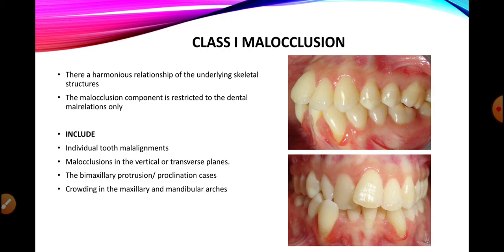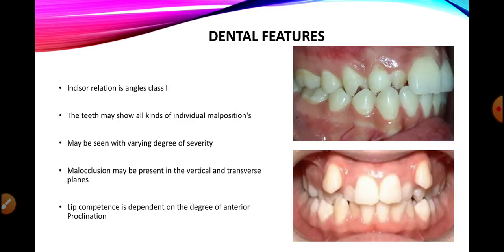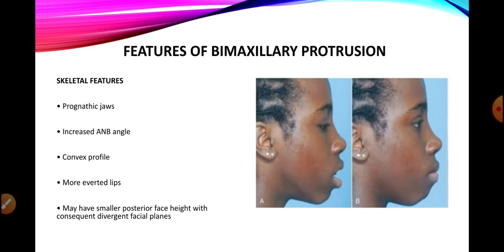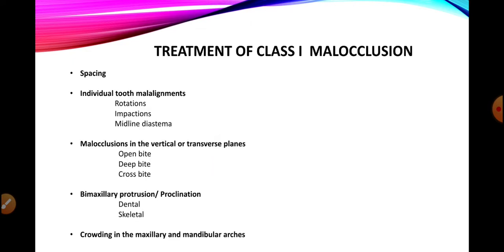dental malrelations only. Then we talked that the patient presents for aesthetic concerns majorly, and there is a variant for the soft tissue variant, that is the bimaxillary protrusion or bimaxillary proclination, that is involving both the soft tissues and the hard tissues as well. The most common finding in cases of class 1 malocclusion is the bimaxillary proclination or the crowding. Now, today we'll be discussing the management and the treatment of class 1 malocclusion.